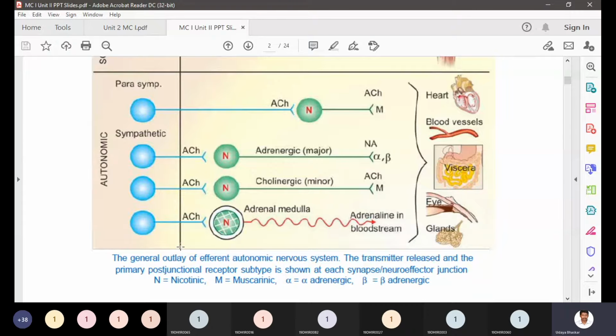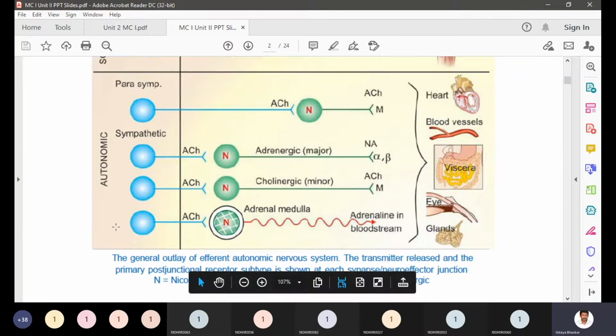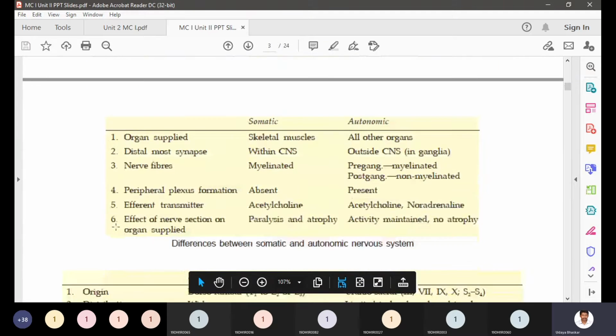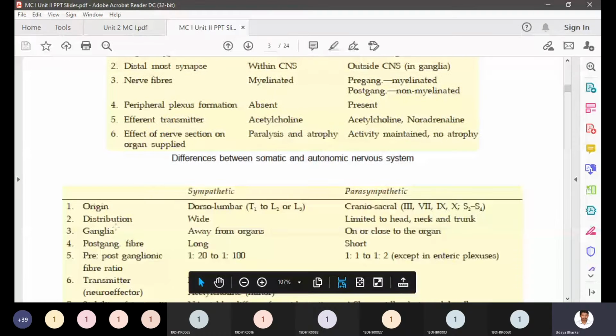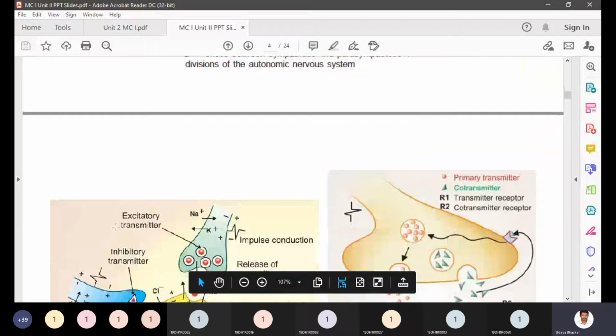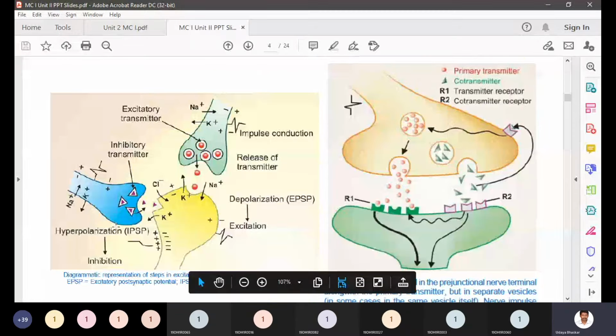Here you observe that the length of the parasympathetic presynaptic nerve fiber is more than the postganglionic nerve fiber, and it is opposite in the case of sympathetic. Then we need to remember the distribution of receptors. Then we saw the action potential.